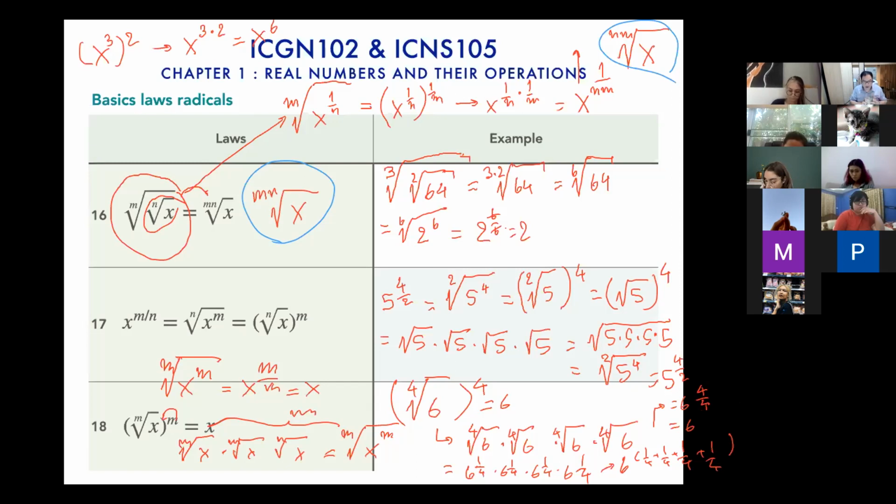This is law number 18 for the basic radical. For this law, law number 18, do you have any questions?